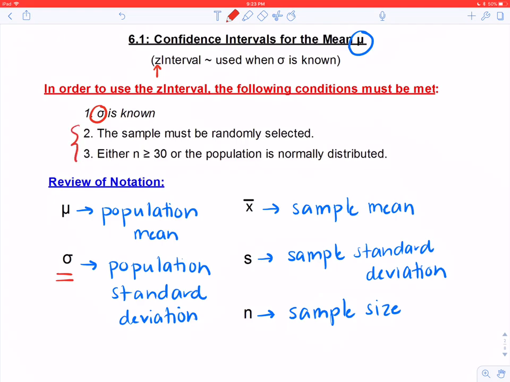Now we're going to have a couple other things to verify as well. But the thing that will distinguish between the z-interval and the t-interval is whether we have that population standard deviation.